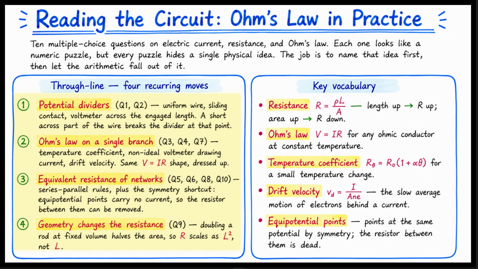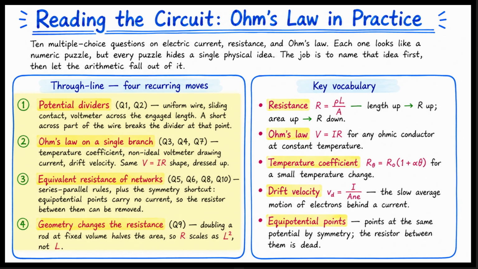Third, equivalent resistance of networks, questions 5, 6, 8, and 10. Series parallel rules, yes, but more importantly the symmetry shortcut. Equipotential points carry no current, so any resistor between them can be removed. Fourth, geometry changes the resistance, that's question 9, where doubling a rod at fixed volume quarters the area. So R scales as L squared, not L.